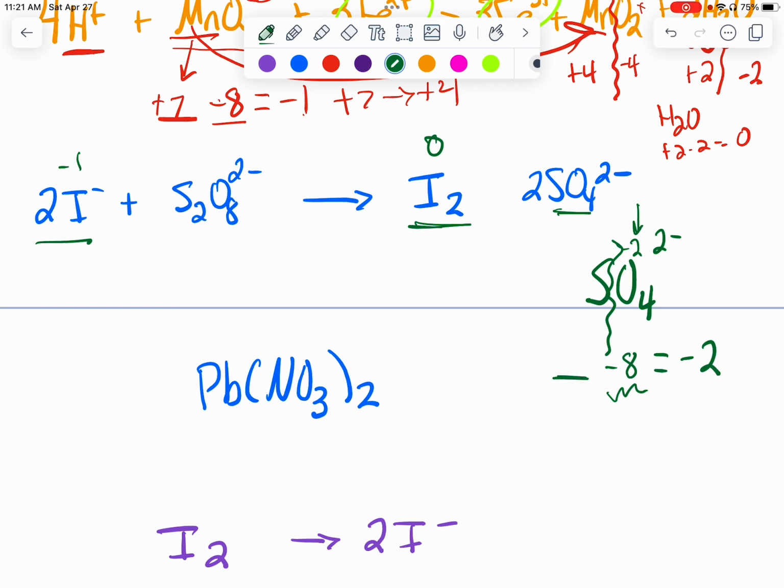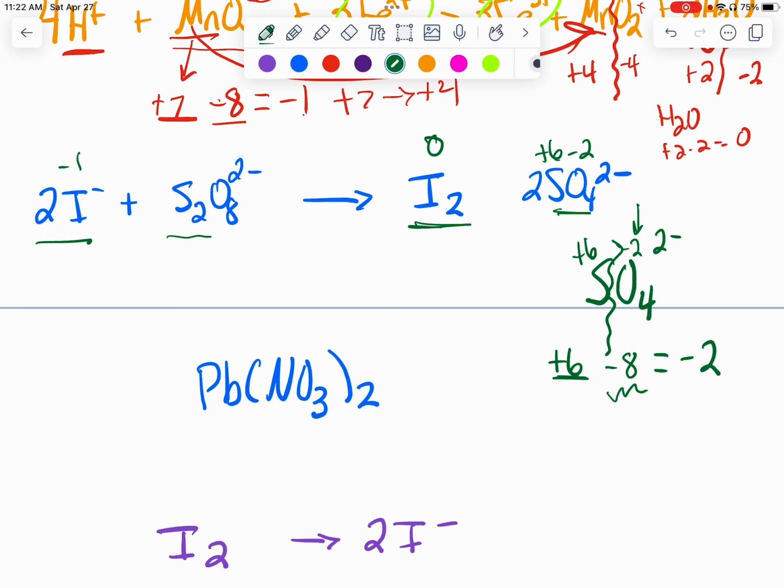Well, think about math. What with -8 is -2? +6. Sulfur is a +6. So sulfur is a +6, oxygen's a -2. You might want to memorize sulfate. Sulfate is always going to be +6 -2. Always. And we do sulfate a lot, so you might just want to memorize it.